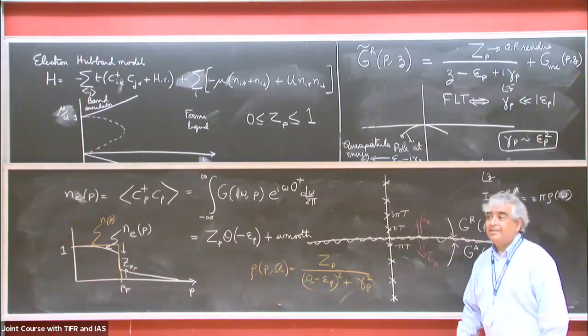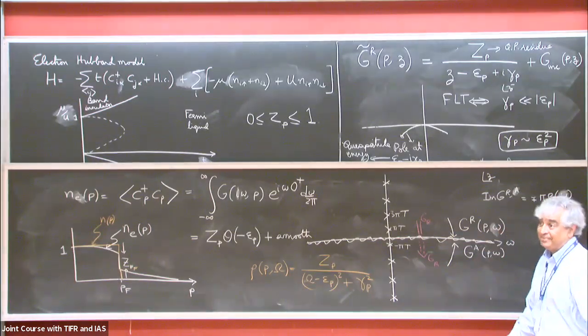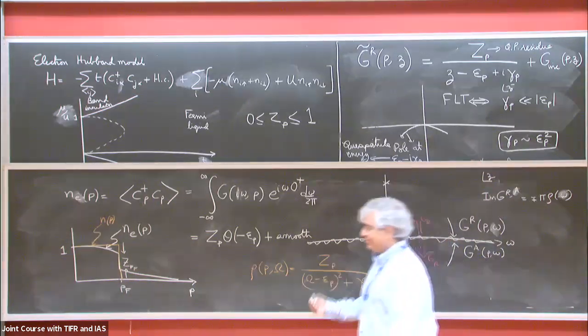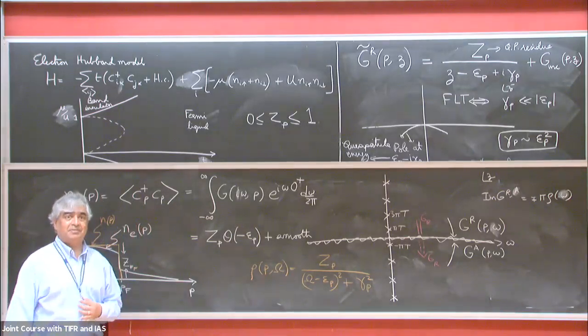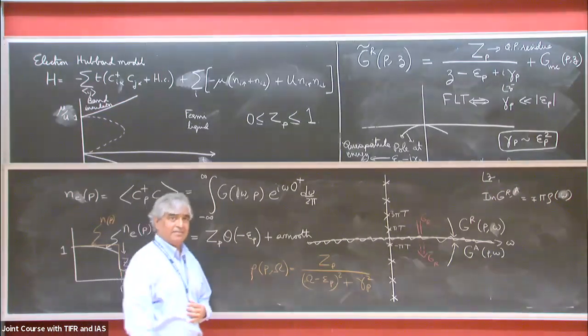In a conformal field theory, Zp is zero. When you lose quasi-particles, that's the second part of the course. That's all about the case where Zp is zero. Yes. I have a question.